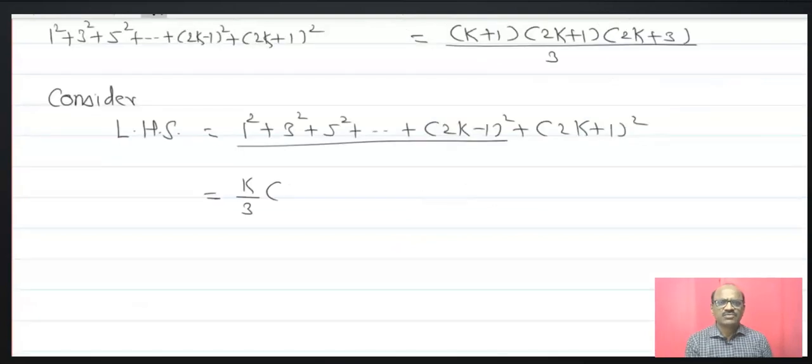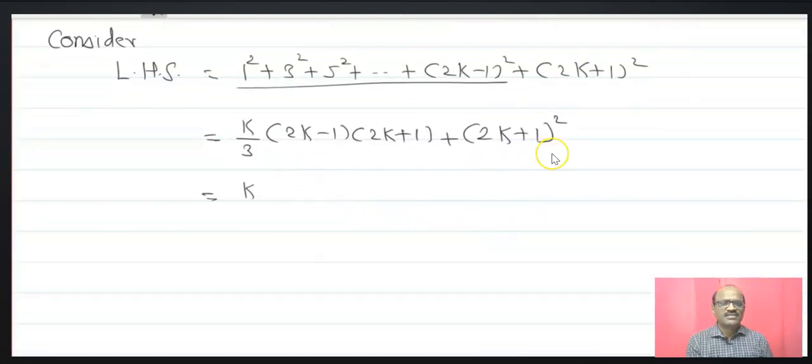Consider the LHS. Now we write here LHS. Now the values of these terms, that is the underlined term, we know from the above equation number 1. That is, its value is k upon 3, (2k minus 1)(2k plus 1), and what is the next? (2k plus 1) bracket square. Now simplify this again. This simplification is simple.